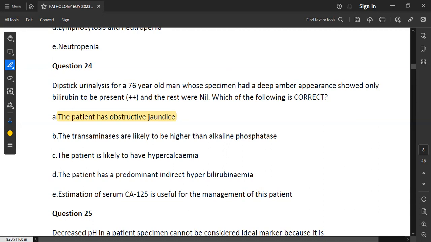So let's go to posthepatic, because this is the case that we're doing here. For this one, posthepatic, do you think unconjugated bilirubin is normal, decreased, or increased for this patient that we're doing? For posthepatic, is unconjugated bilirubin increased, decreased, or normal?